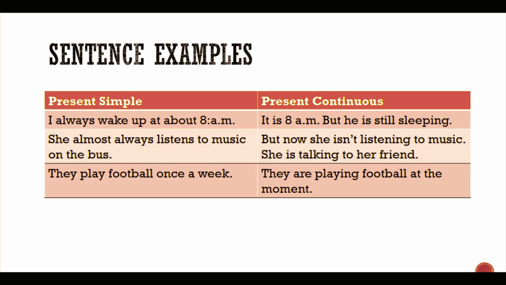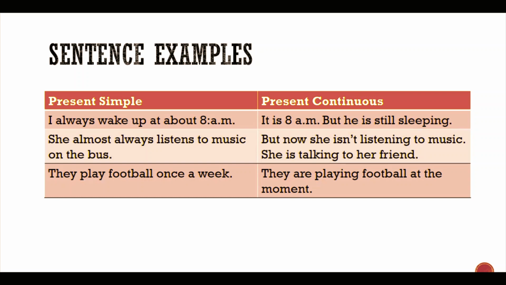Okay, sentence examples. I always wake up at about 8 a.m. It is a sentence for present simple. It is 8 a.m. but he's still sleeping. She almost always listens to music on the bus, but now she isn't listening to music. She's talking to her friend. They play football once a week. They are playing football at the moment.